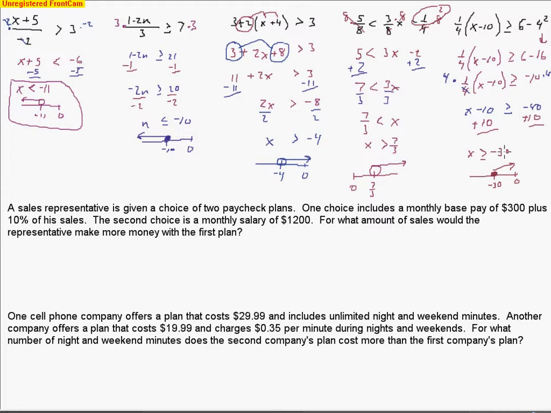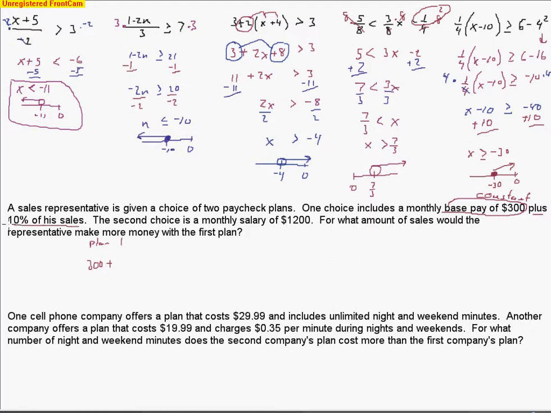Well, I've got a couple word problems associated with some inequalities. Let's read this one. It says a sales representative is given a choice of 2 different paycheck plans. So one choice includes a monthly base pay. Base pay means this is like you're always going to get it. This is your constant, something that's always there. And so we've got 300, so we'll call this plan 1 here. Plan 1, so $300 plus, so I say plus 10% of the sales.